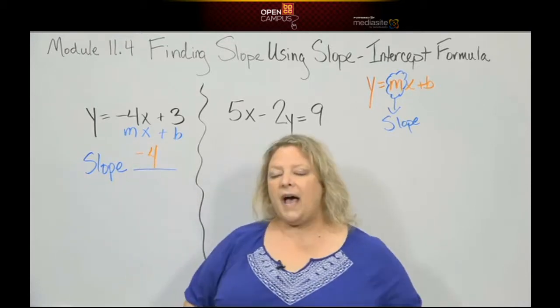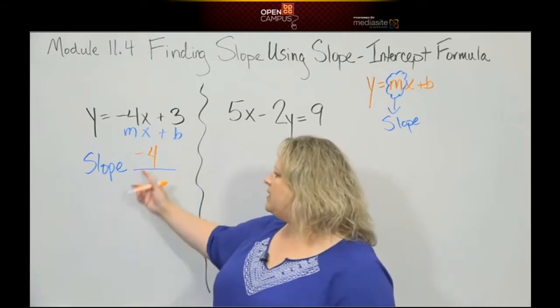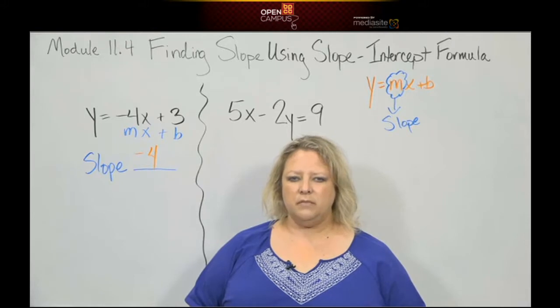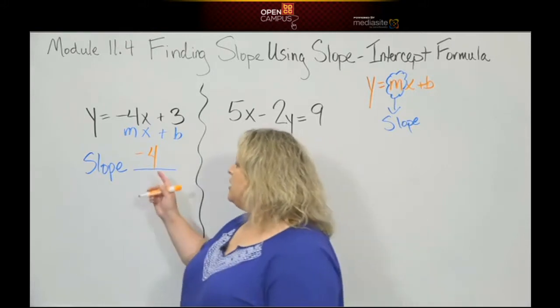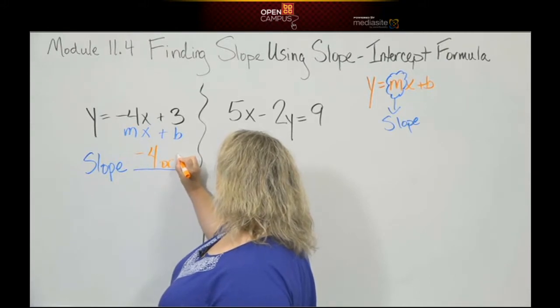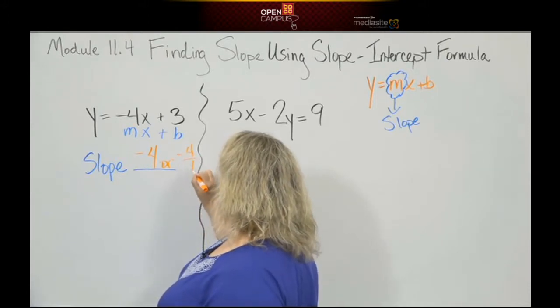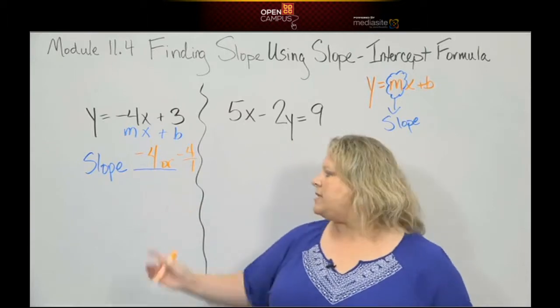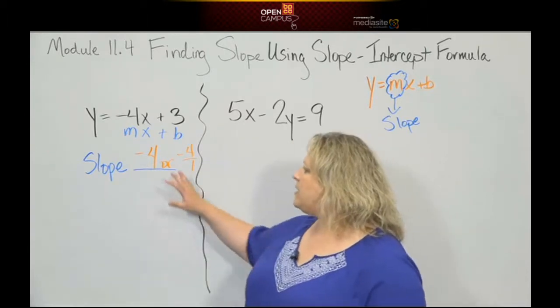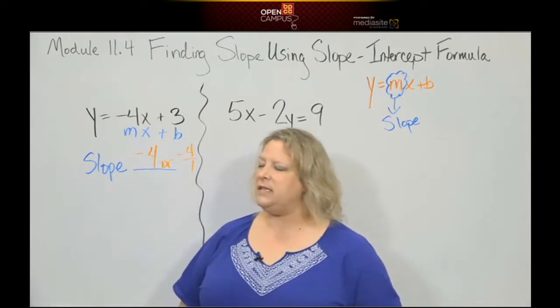Now, what if I ask you, well, wait a minute, that's just negative 4. Isn't it supposed to be written as a fraction? Yes, technically it is. So you can write either negative 4 or you can write negative 4 over 1. Because remember, all real numbers have an understood 1 under there. All right? And that's all for that one. See, it was really fast and easy.